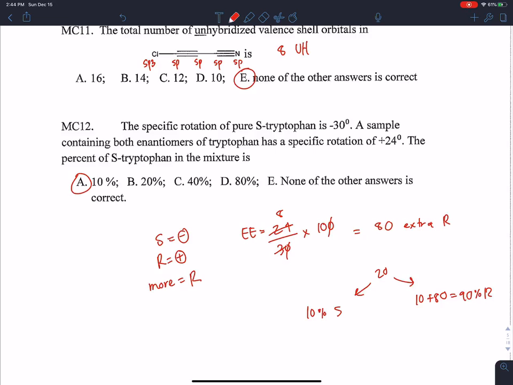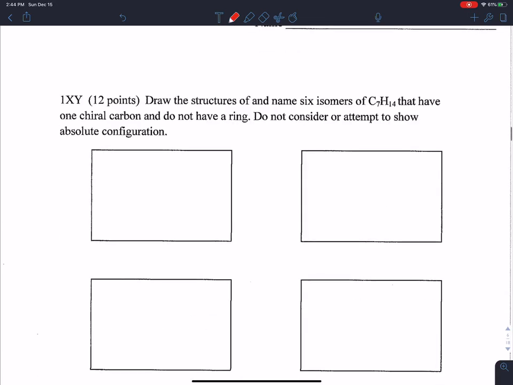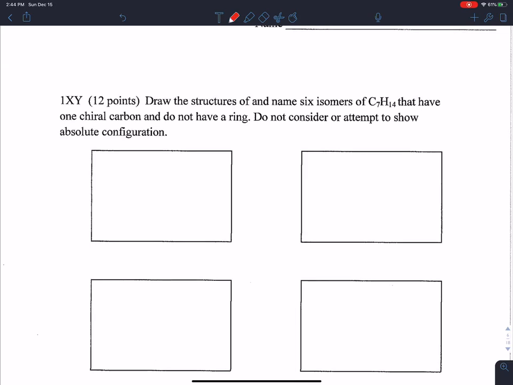Alright, moving on from the multiple choice. The first question here is to draw the structures and name the isomers for C7H14. Just to begin, they must have at least one chiral carbon, and you can't have any rings.